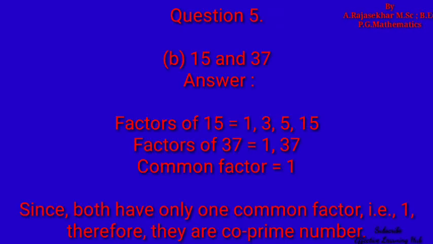B question. 15 and 37. Factors of 15 are 1, 3, 5 and 15. Factors of 37 are 1 and 37. Now the common factor is 1. Since both have only one common factor, that is 1, therefore they are co-prime numbers.